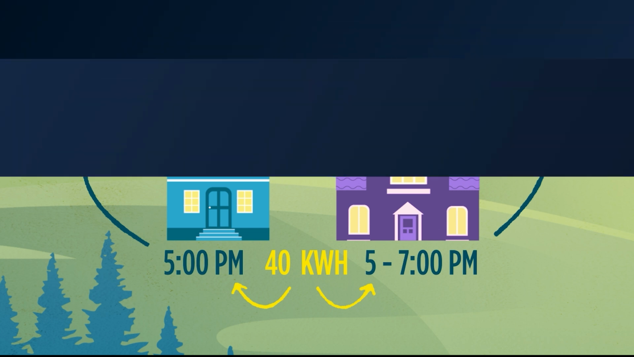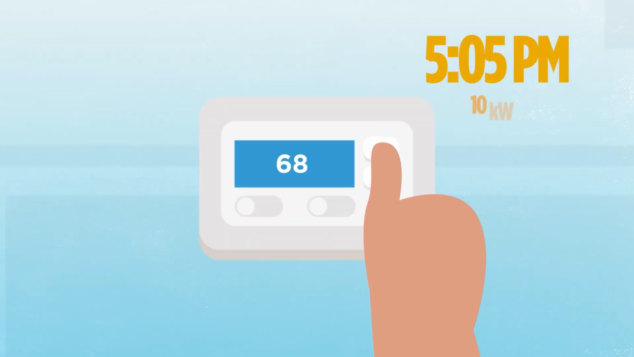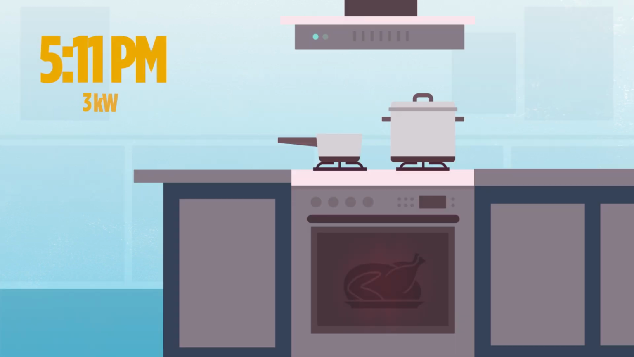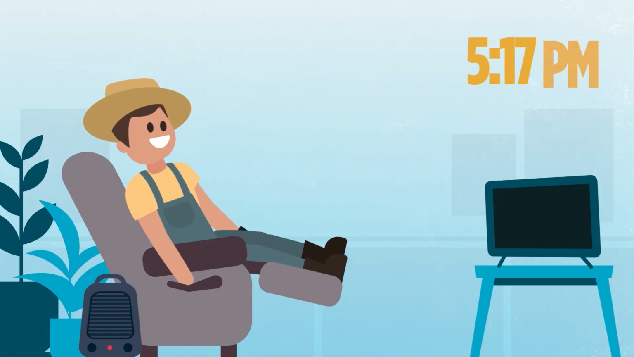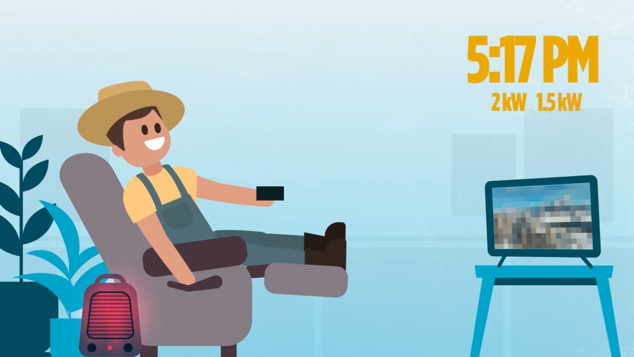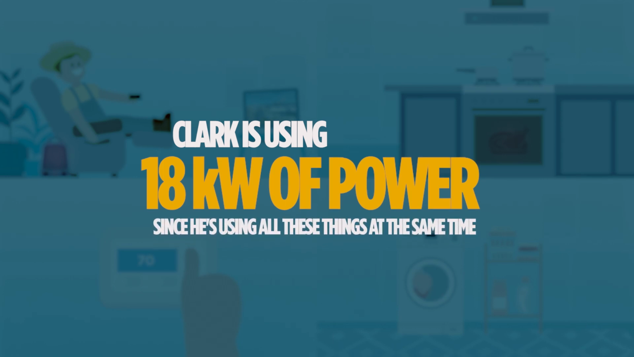Here's an example. On Tuesday, Clark gets home a little after 5 p.m. and turns up the thermostat on his electric furnace, turns on the electric oven to cook dinner, turns on the clothes dryer, and heads toward the television while clicking on the space heater by the recliner so he can watch TV while dinner cooks. Clark uses 18 kilowatts of power since he's using all of these things at virtually the same time for that day's peak energy use.